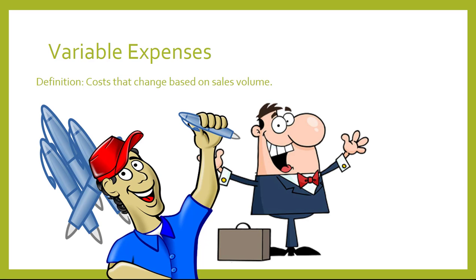We might hire salespeople to sell our pins. And in that case, we'd probably pay them a base salary, so that would be a fixed expense, plus commission. So the commission would be a variable expense. That would change based on the sales.